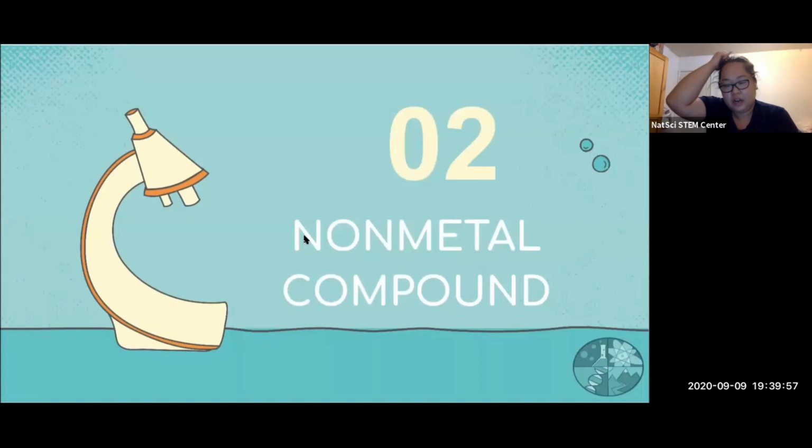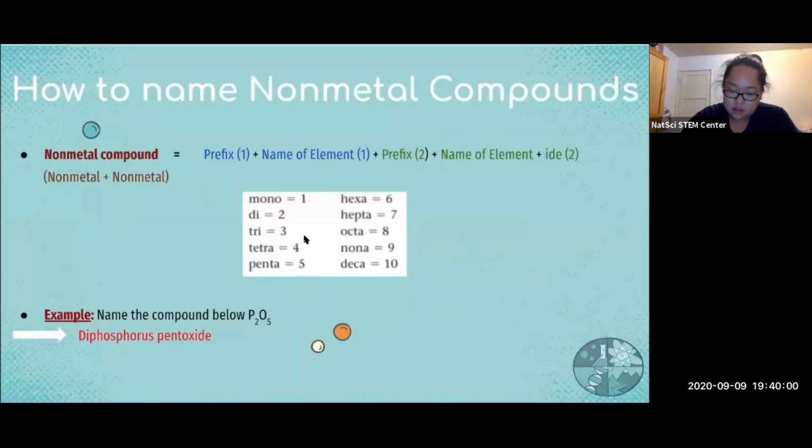So the next thing we'll go over is non-metal compound naming. How to name them is basically you have the prefix. The prefix is one of these right here, the numbers. You're labeling them based off of how many elements, like atoms, there are. And then you have a second prefix. You'll also use this table of prefixes for the second non-metal element. And then with that last one, you'll add the suffix "ide."